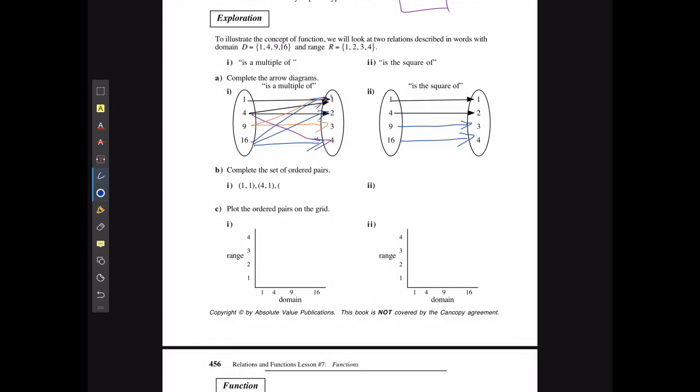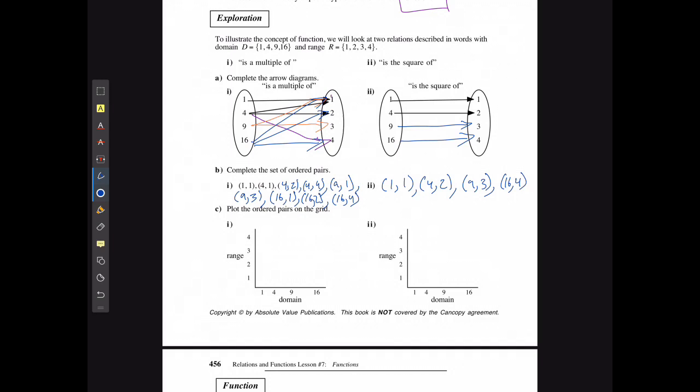If I'm listing them out in sets of ordered pairs, I have (1, 1), (4, 1), (4, 2), (4, 4), (9, 1), (9, 3), (16, 1), (16, 2), and (16, 4). In the second set, I just have (1, 1), (4, 2), (9, 3), and (16, 4).